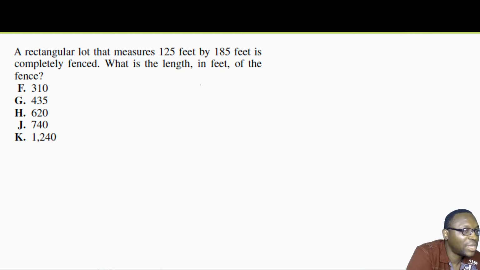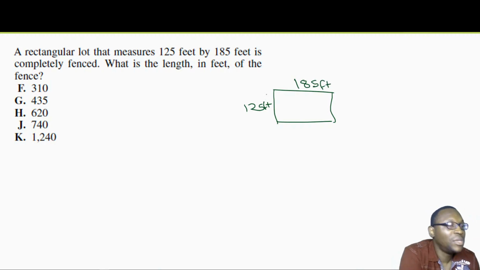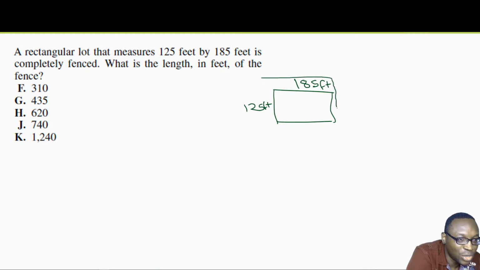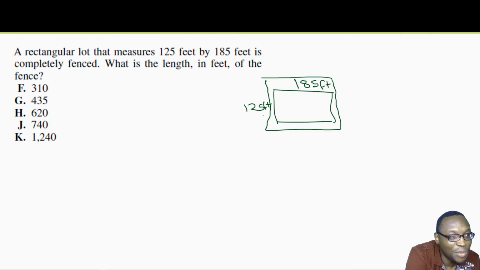We have a rectangular lot, so let's draw a rectangle, and it measures 125 feet by 185 feet, and the lot is completely fenced. What is the length in feet of the fence? If it's completely fenced, it's going to have the same dimensions as the lot. It's asking you for the length of the fence, so that simply means we're looking for the perimeter.